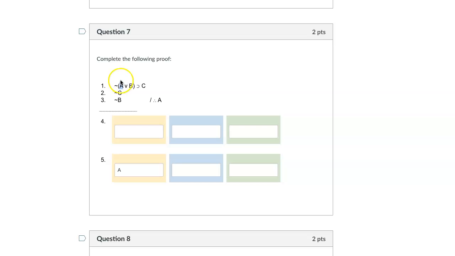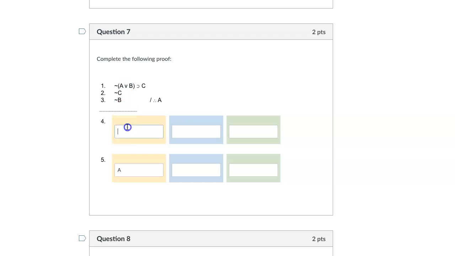Since I want to get something that's part of the antecedent on its own line, I'm immediately thinking modus tollens, because modus tollens says you can get the negation of an antecedent on its own line if you have the negation of the consequent, and we do. So what's the negation of this antecedent? What's the negation of not A or B? Well, the negation would be just plain A or B. Alternatively, it would be not A or B, but we don't want that.